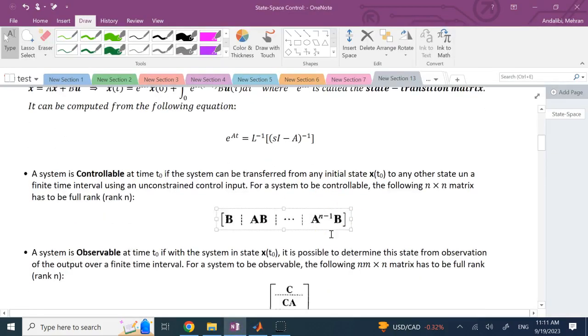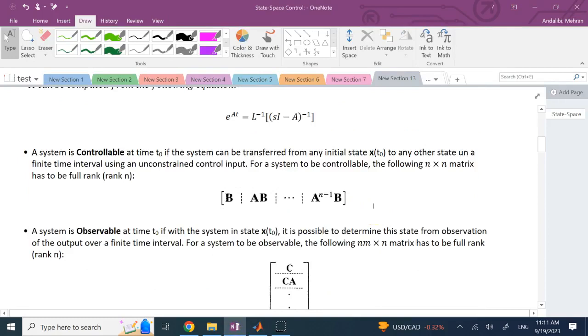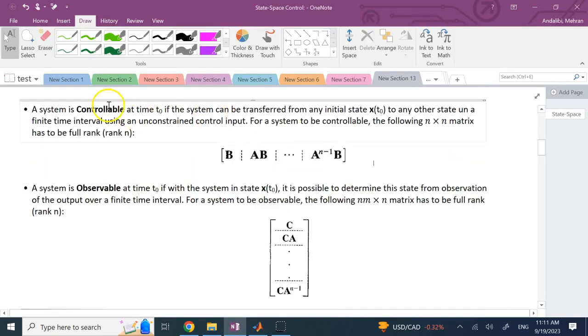Now let's talk about two topics that are the main thing for me to explain in this video. One is controllability, the other one is observability. We say a system is controllable at time t0. t0 could be 0, for example, or any time. That's the initial time that the dynamics of the system starts.